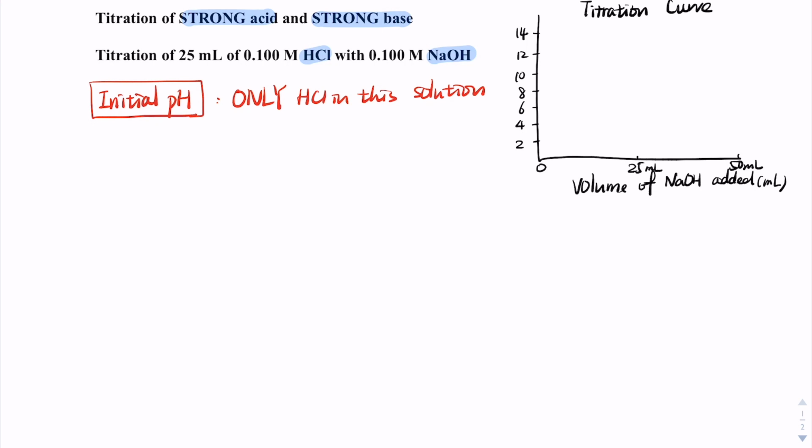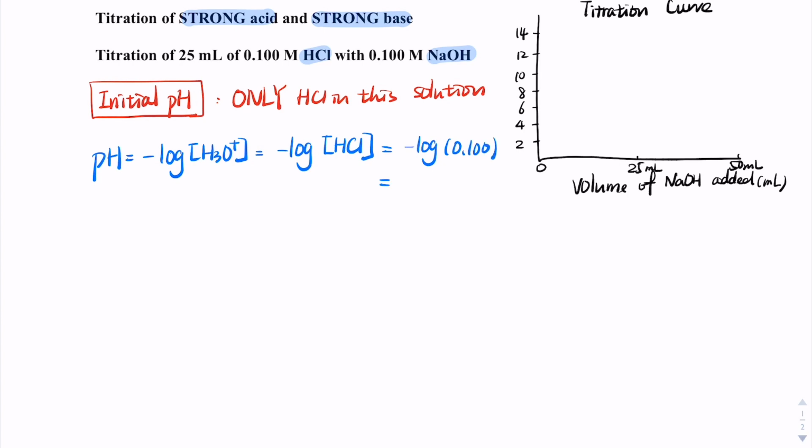So pH of anything will equal the negative log of the hydronium ion concentration. In a strong acid, the hydronium ion concentration will just equal the concentration of HCl, which is given in this question, so that will be 0.1. After this calculation, the pH initially is going to be 1.